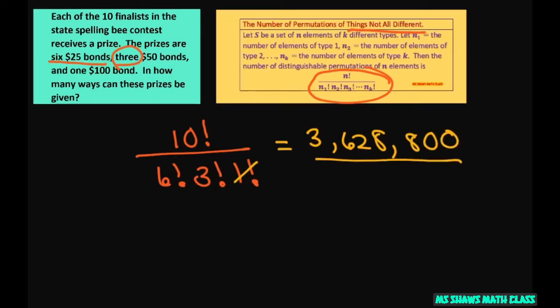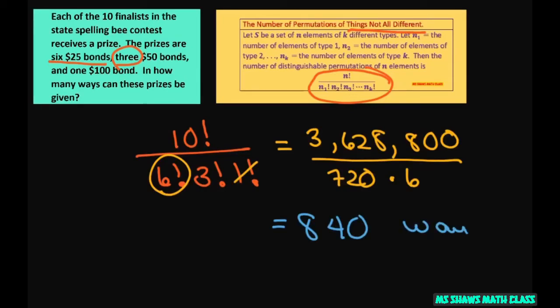So that's 3,628,800 divided by 720 times 6. And you put that in your calculator, and you're going to get 840 ways that they can be given.